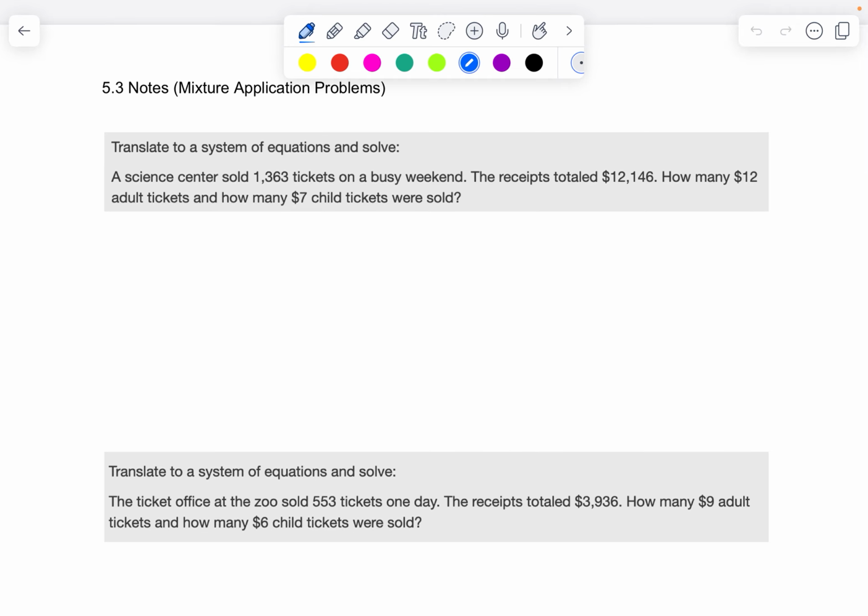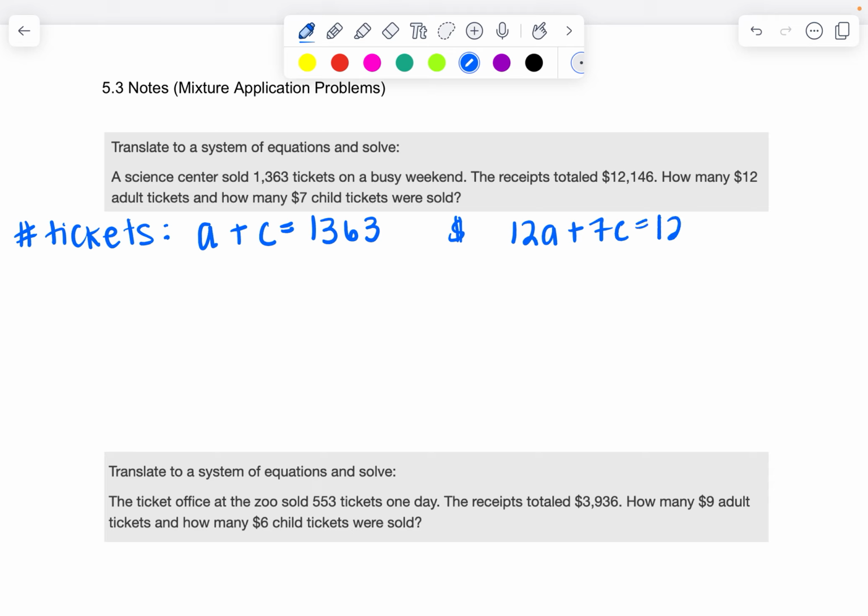So we're going to have two equations here. One with the number of tickets: adult tickets plus child tickets was 1,363. And then we also have the total money spent: $12 for each adult ticket plus $7 for each child ticket equaled $12,146. So we have to decide whether we want to solve this by substitution or elimination.